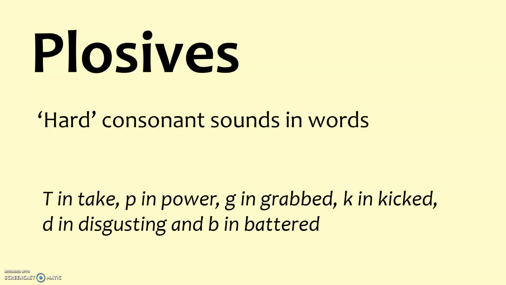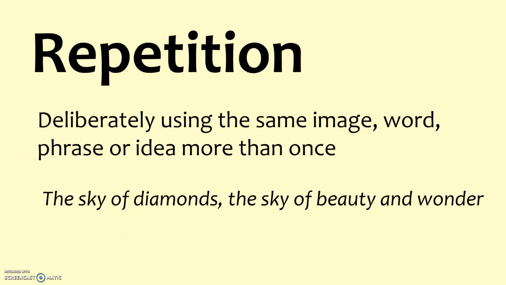Plosives are hard consonant sounds, and I've put a few there. So the T in take, P in power, the G in grabbed, K in kicked, D in disgusting, and B in battered. Those are hard sounds. They're almost very strong and they often can create quite an angry effect when used deliberately. You're going to see plosives in everyday writing, but it's when they're used deliberately that you can label it as a plosive.